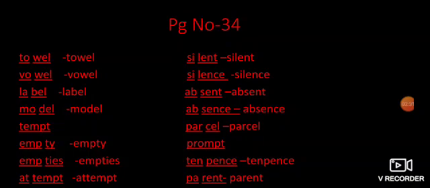Here also P is slightly pronounced. Empty means a place where you can find nothing, which is not filled up. That is called empty. Two different syllables, EMP, emp, and TY. Then empties. EMP, emp, TIES, empties. Two different syllables.